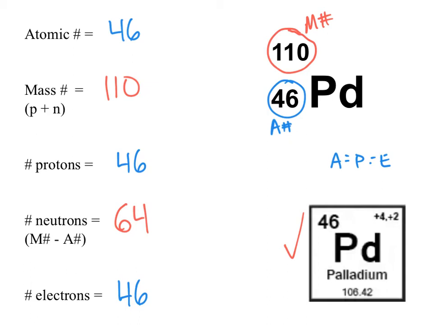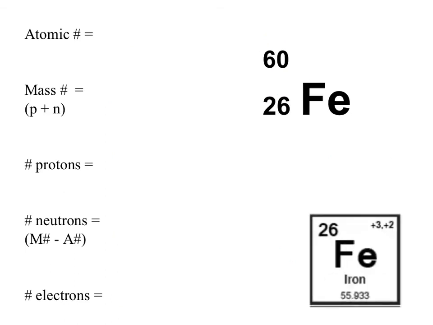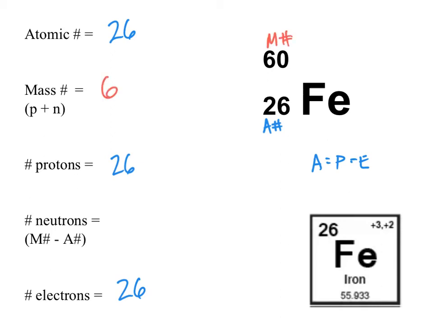Now let's work on the next one and see if we can do the same thing. We know the bottom number is the atomic number, and we know that A equals P equals E. So if I know this is 26, I know this is 26, and this is 26. All three are the same number in a stable atom, which they are for our examples. We know the top one is our mass number, so we can write that down, 60.